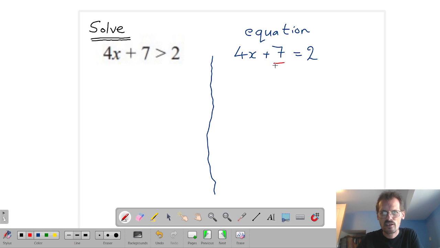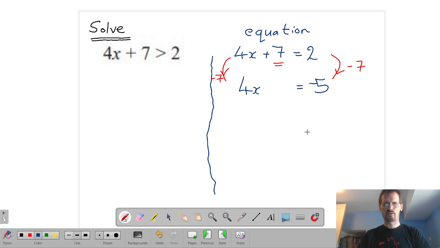So the first thing, you're going to have to get rid of this 7 here. I'm going to take away 7 on both sides of the equal sign. What we're left with over here is 4x. We've taken away the 7. And on the right hand side, 2 take away 7, that's negative 5 or minus 5, isn't it? Negative 5, minus 5.